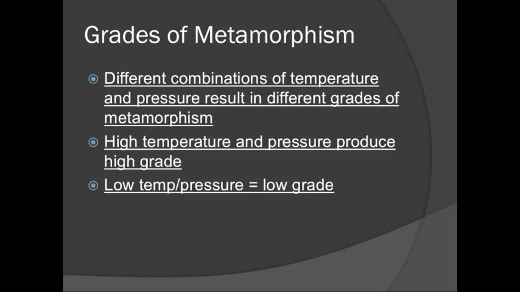These different combinations of temperature and pressure are what result in the different grades of metamorphism. Essentially, if you have a high temperature and high pressure, it's going to produce a high grade metamorphic rock. And then if you have low temperature and low pressure, it's going to produce a low grade. I'm sorry, I meant to say high grade, not grain.